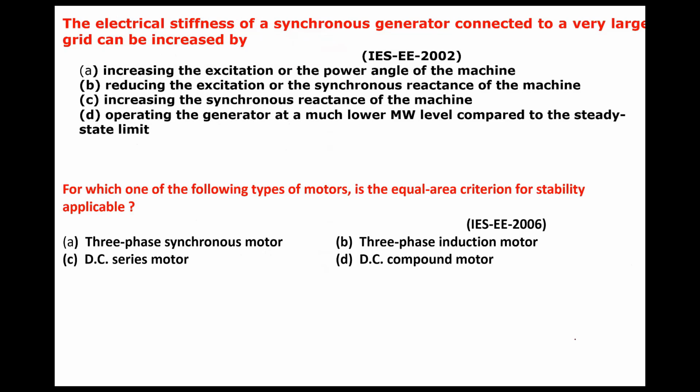The electrical stiffness. Don't need to worry. Electrical stiffness means electrical stability only. Okay. Electrical stability of a synchronous generator connected to a very large grid. Grid means infinite bus bar. Can be increased by.